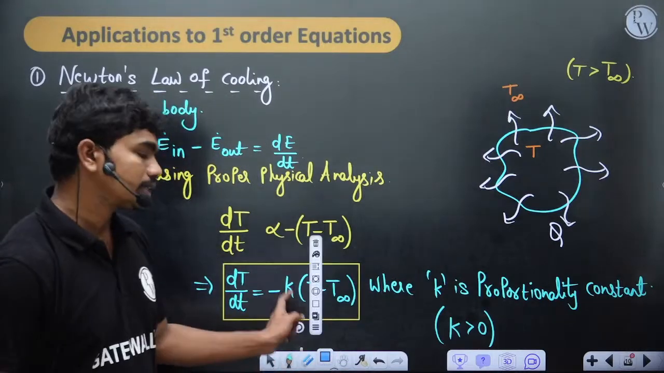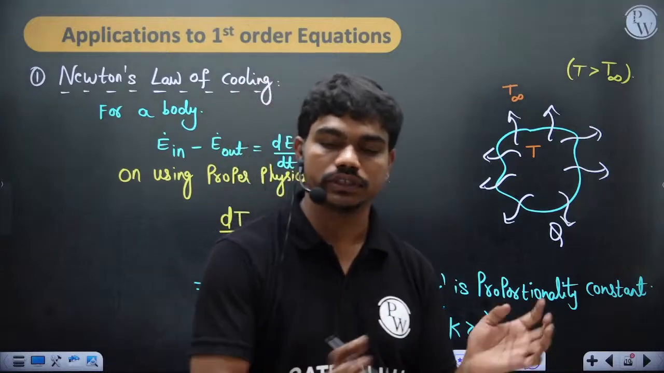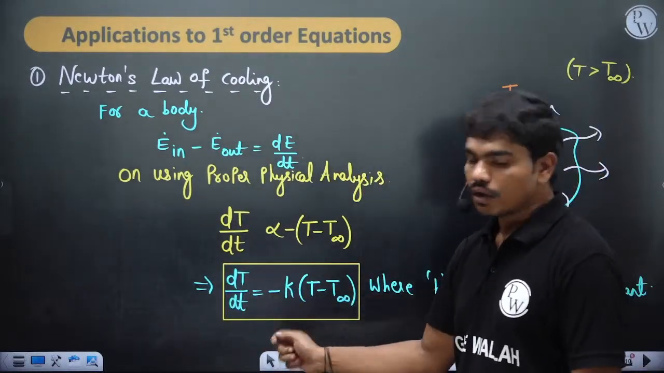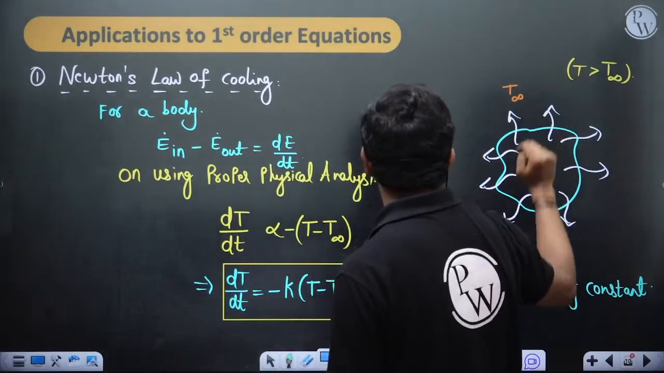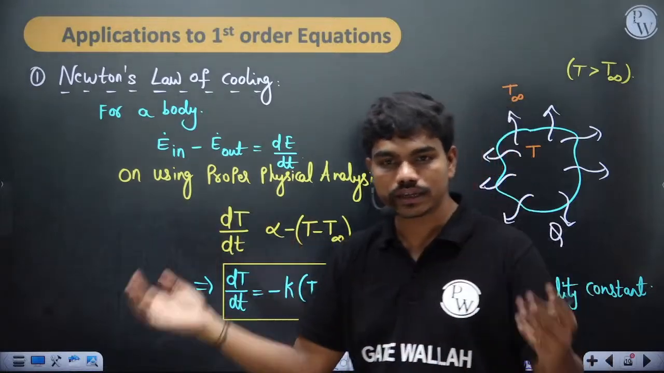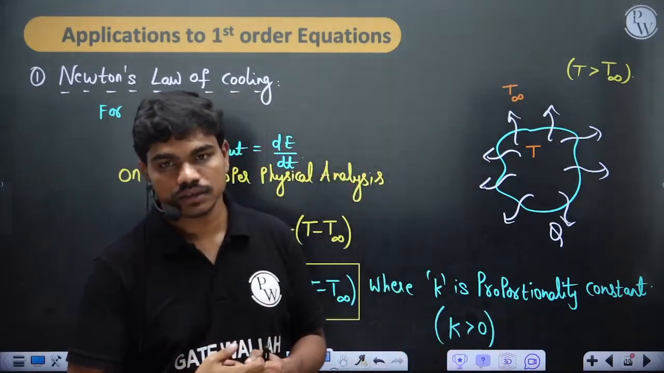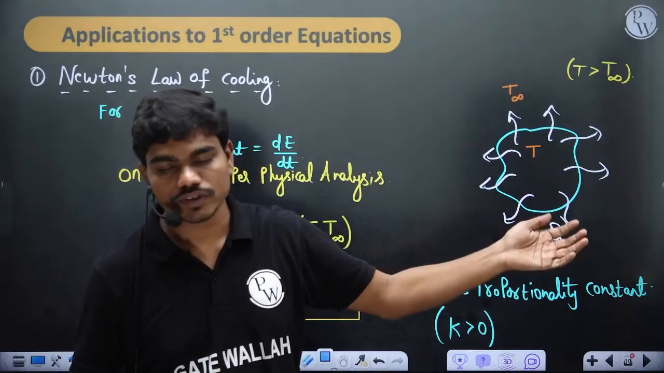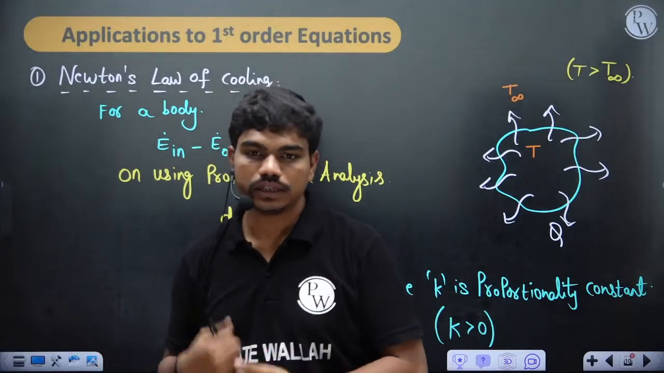Of course this k depends upon a lot of stuff like heat transfer coefficient, area, and so on. There is some physics which governs it, but right now we are not looking into that. Now why have I put a minus sign? Because if this body is hot, T is greater than T infinity, then obviously heat flows outside the body. If the body is losing heat, what happens to the temperature of the body?